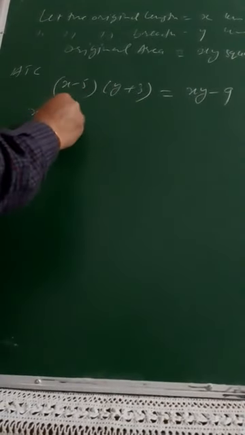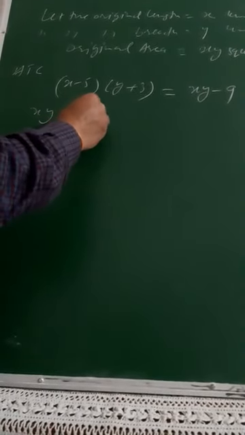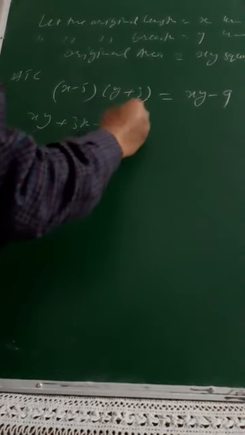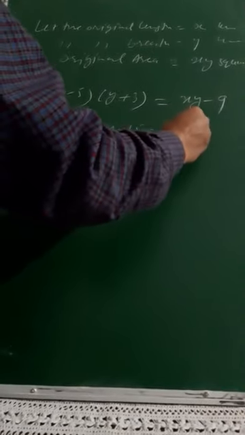Now let us see what the equation is here. x into y plus 3x minus 5y minus 15 is equal to xy minus 9. So xy I can cancel with xy, and I am left with 3x minus 5y. When you shift 15 to that side, it is equal to 6. That is your equation number 1.